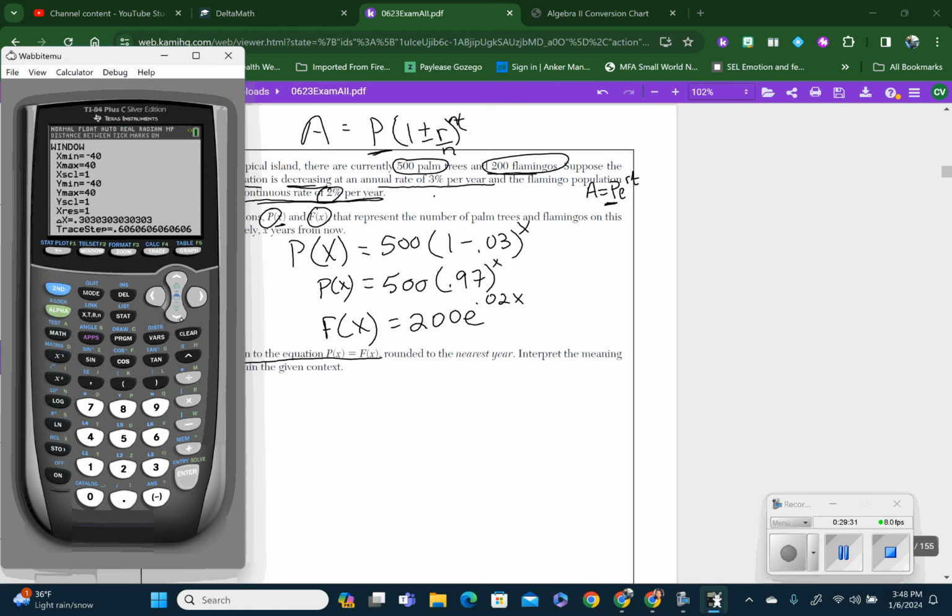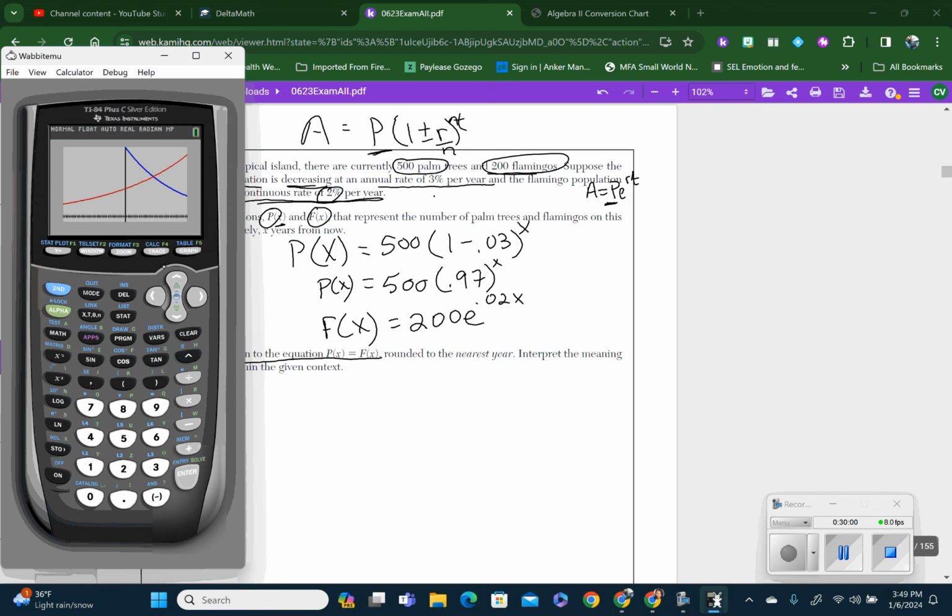So I'm going to go to my Y max, and since 500 is bigger than 400, I'm just going to go to 500 right here. And let's see if that does anything. Do I see anything now? Okay, look at me thinking with my noggin. So that's my first graph, the 500 parentheses 0.97x.